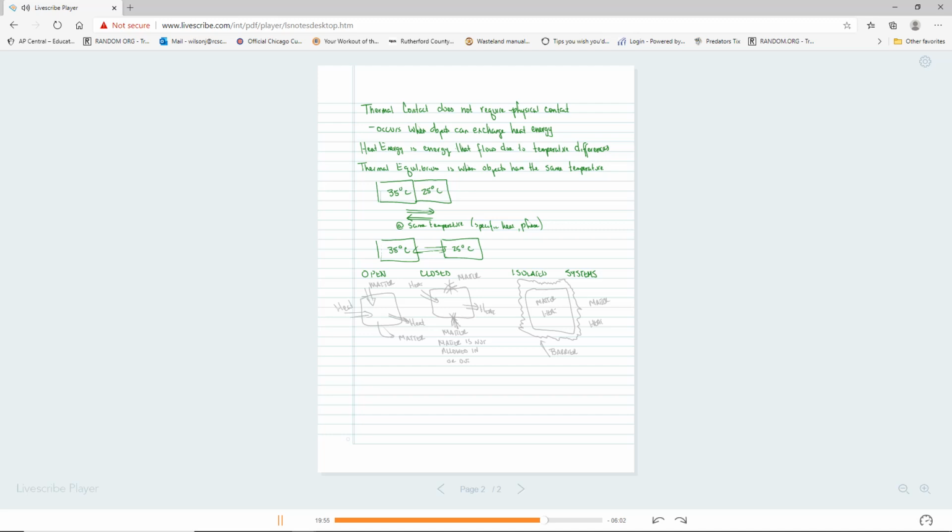Open system meant what? Energy can come in, energy can go out. We don't conserve energy. Open system, matter can come in, heat can come in, or matter can go out, and heat can go out. So an open system allows particles in and out, and it allows heat energy in and out.